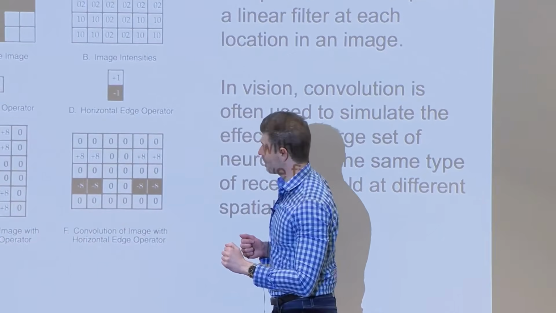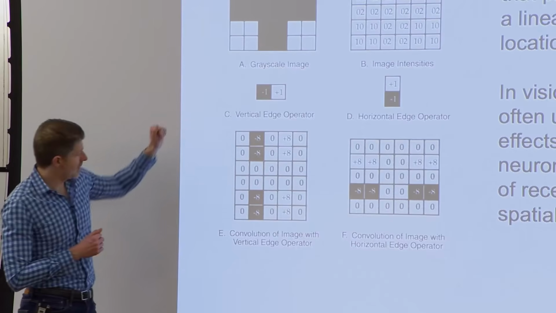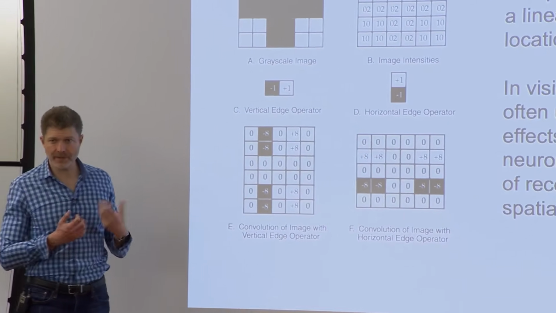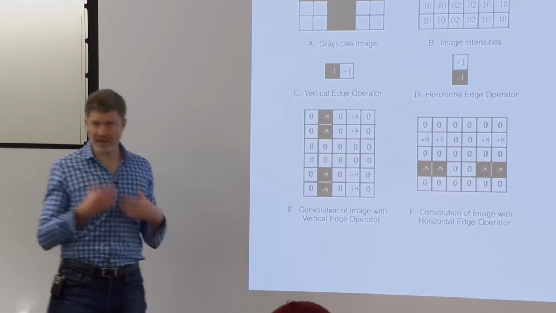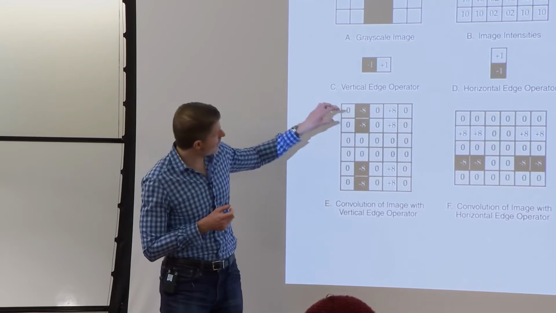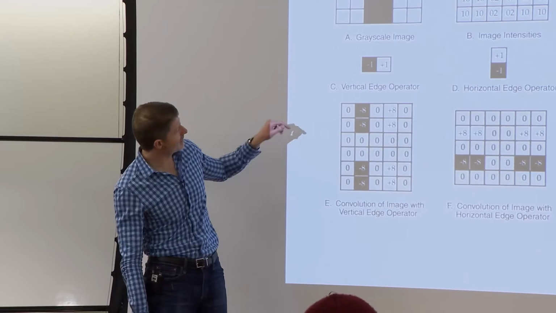What is shown at the bottom here is the convolution of this image with each of these filters. The operation being performed here is the same one that we just saw. It's a dot product, but it's being performed with the filter at every possible location within the image. So let's do a couple examples to make sure we get it.